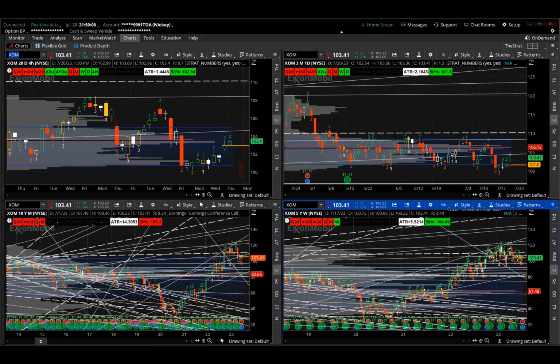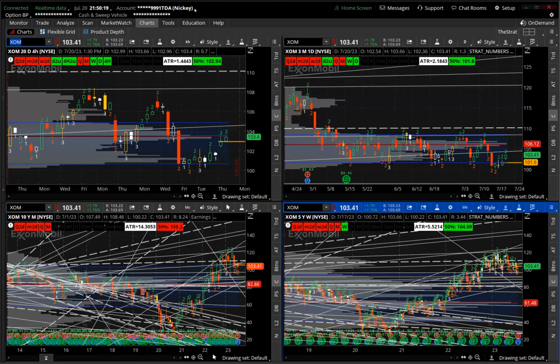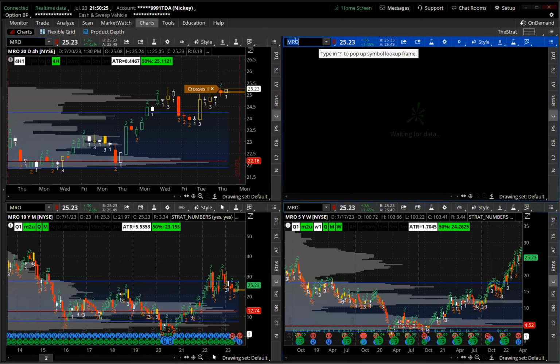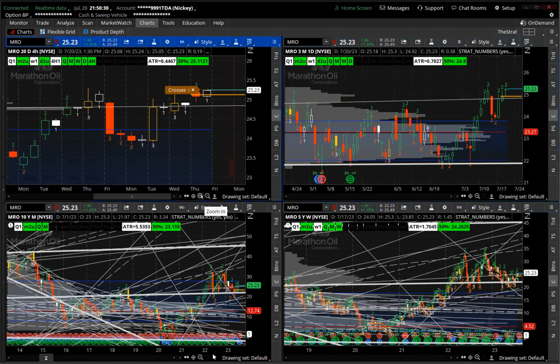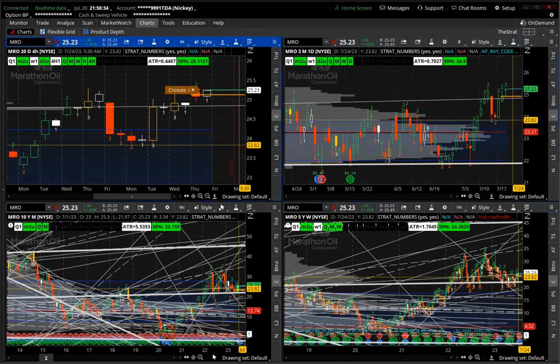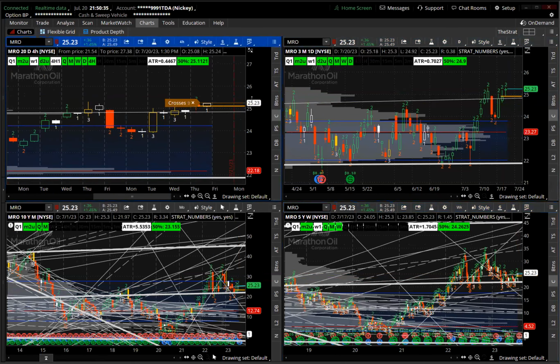Was there anything that you guys still want to go over or look at? Yeah, I was looking at MRO too. So I have a trigger right now set up on the 212 on the 4-hour. I feel like it still has a little bit of room to go.